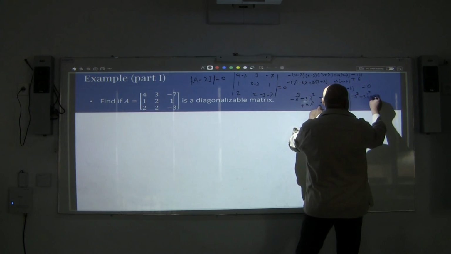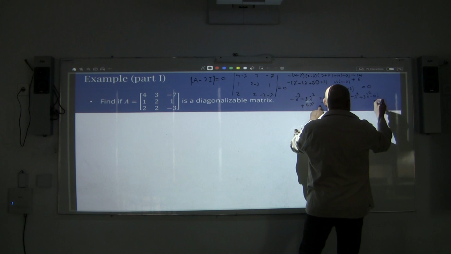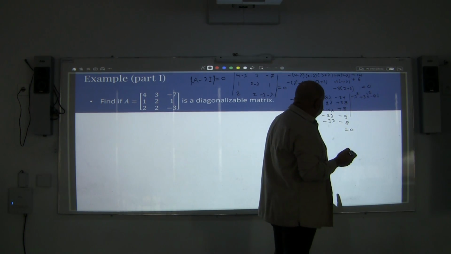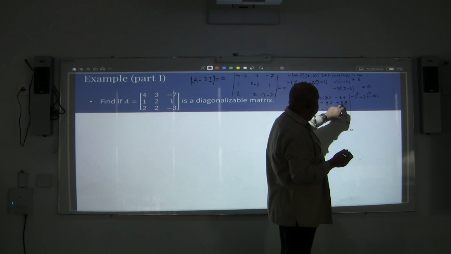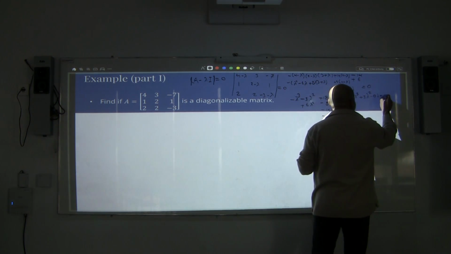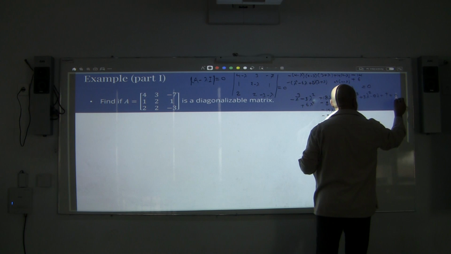Right? So minus 9 over lambda. Then I will gather these numbers: negative 8 with 8, positive 8. I will have negative 9 plus 28 plus negative 24. Then the number here is equal to 0.